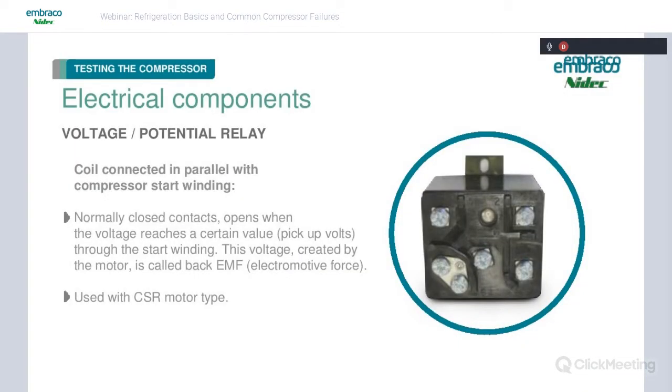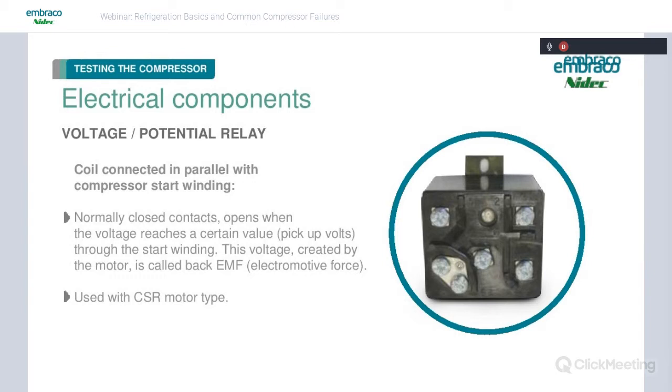So then there's also the voltage or the potential relay. And this relay works off of voltage. One thing about this relay is it has normally closed contacts, and so when the compressor starts up, the start winding is energized. The start circuit is closed, and so the compressor starts up.